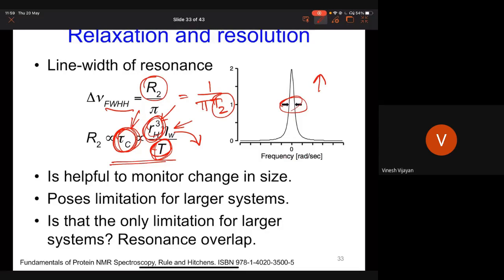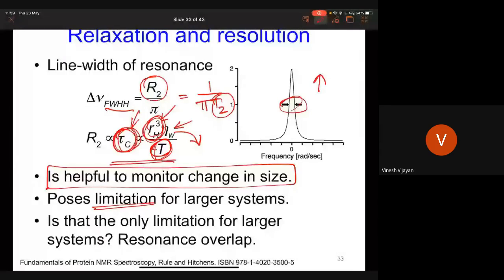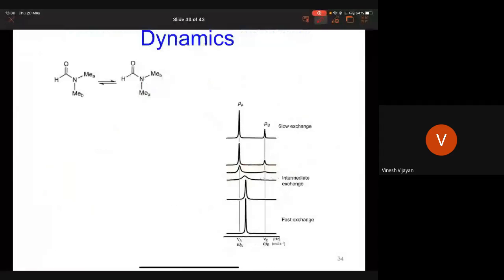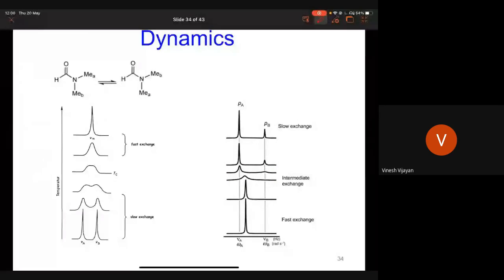And of course, although these might be looked upon as drawbacks, these are also extremely useful. So we can see how the molecular size changes using such parameters. And of course, these two pose a limitation for larger size molecules. Thankfully, there are ways in order to alleviate such problems that come up. In addition to just trying to say that these kind of relaxation rates cause a broadening, they're also extremely helpful in characterizing something called conformational dynamics.